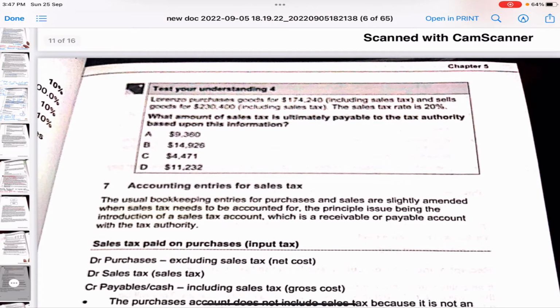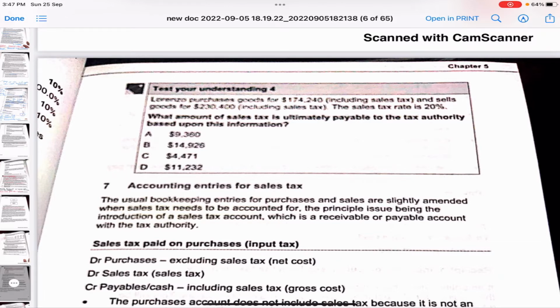Let's go to the test understanding 4. Lorenzo purchases goods of, okay, I'll write it clearly, I know it's not clear. So Lorenzo is purchasing this much goods for this much amount including the sales tax, and sells the goods for this much including sales tax. The sales tax rate is this much. What amount of sales tax is ultimately payable to the government?